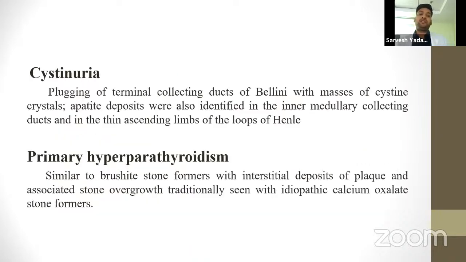In cystinuria, there is plugging of the terminal collecting duct of Bellini with a mass of crystals. Apatite deposits were also identified in the inner medullary collecting ducts and in the thin ascending limbs of the loop of Henle. In primary hyperparathyroidism, the findings are similar to brushite stone formers, with interstitial deposits of plaques and associated stone overgrowth traditionally seen with idiopathic calcium oxalate stone formers.